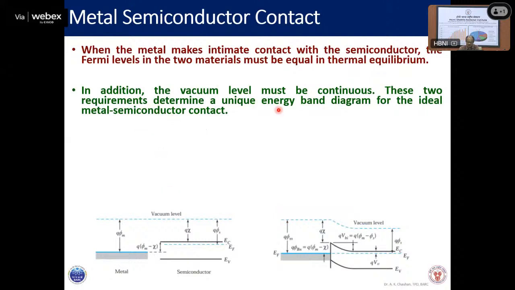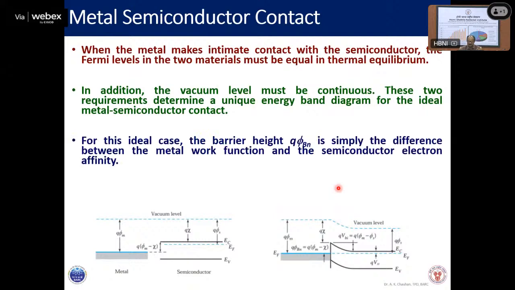In addition, the vacuum level must be continuous. Their vacuum level cannot be abrupt. These two requirements determine a unique energy band diagram for the ideal metal semiconductor contact. For this ideal case, how much the barrier height is, is the difference between this level and this level. So it should be like this.